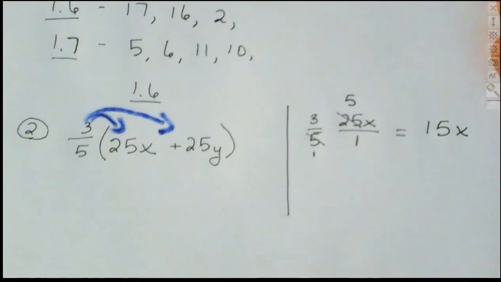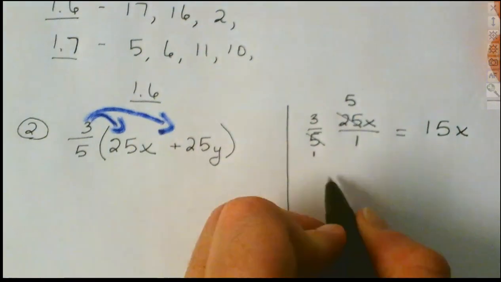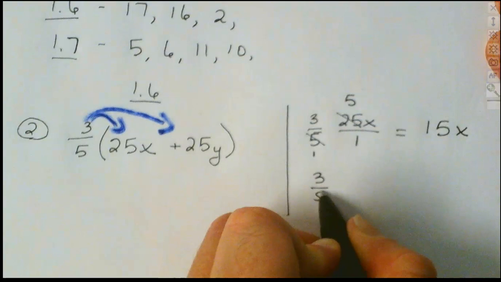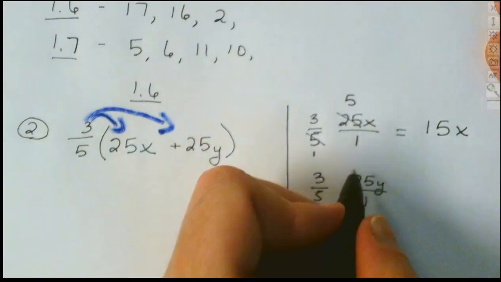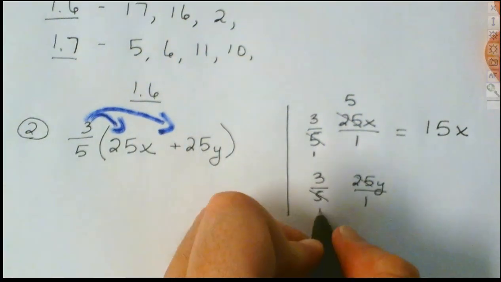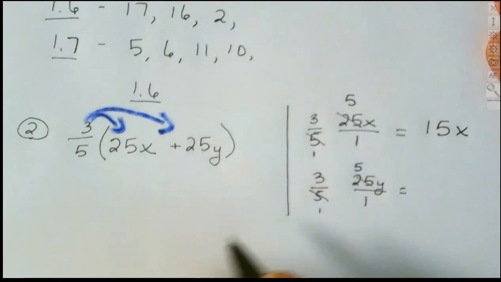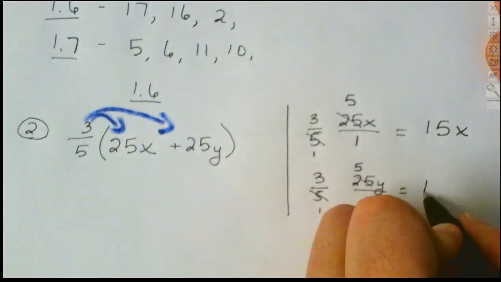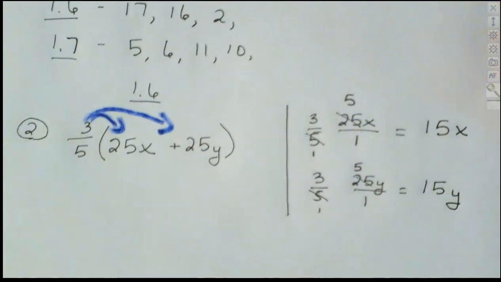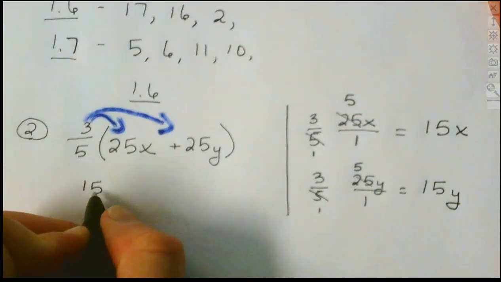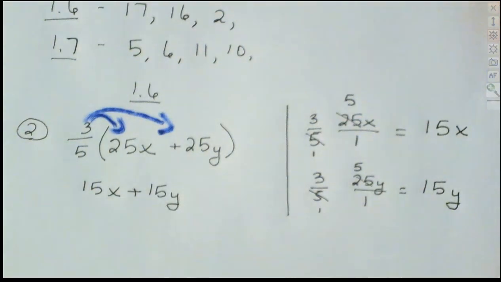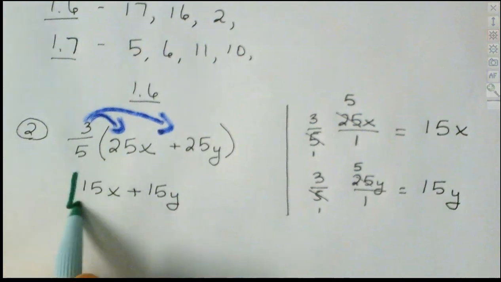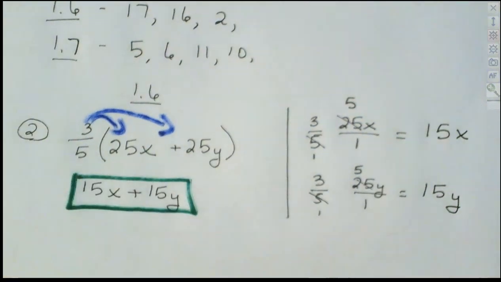We then repeat the process for the y, which is going to be the same in this case. So we have 3/5 times 25y over 1. 25 and the 5 can cancel. And multiplying across again, 3 times the 5 makes it 15. And so that's going to be 15y. So that's now going to leave me with 15x plus 15y for my final answer there. So that's how we handle that one.